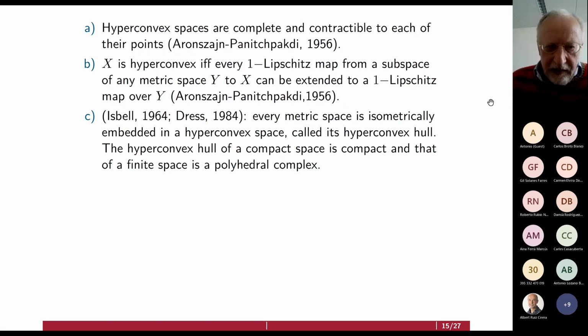And then Isbell, and it was rediscovered by Andreas Dress in more general terms, discovered that every metric space is isometrically embedded in a hyperconvex space called its hyperconvex hull. Maybe you know the Kuratowski embedding into an L infinity space, but then in that L infinity space you can find a hyperconvex space which is typically smaller, but in which still the metric space is embedded. And the hyperconvex hull of a compact space is compact. And if you start with a finite space, then its hyperconvex hull is a polyhedral complex. So that naturally leads us into polyhedral geometry.